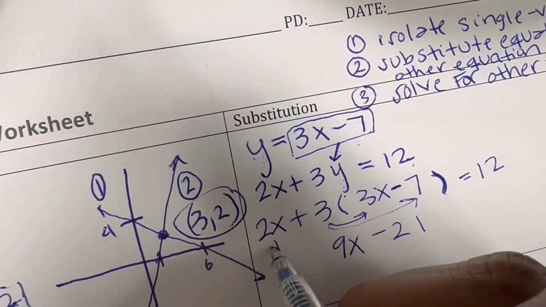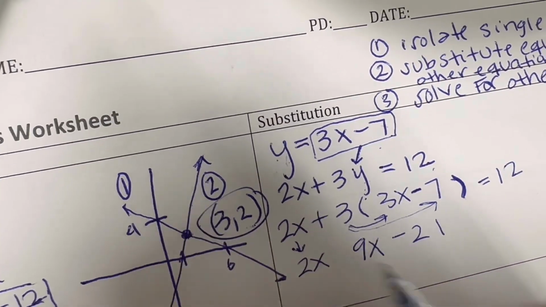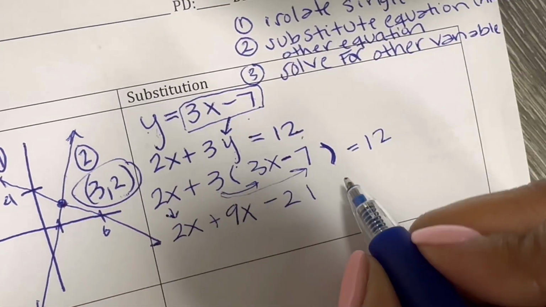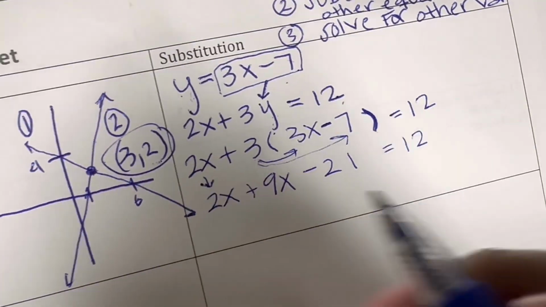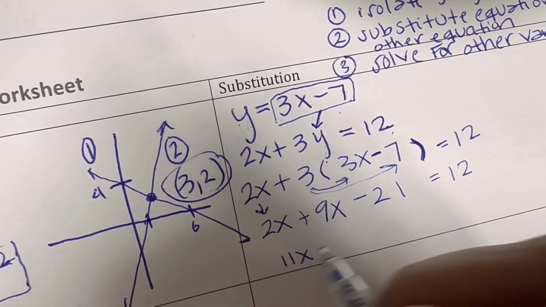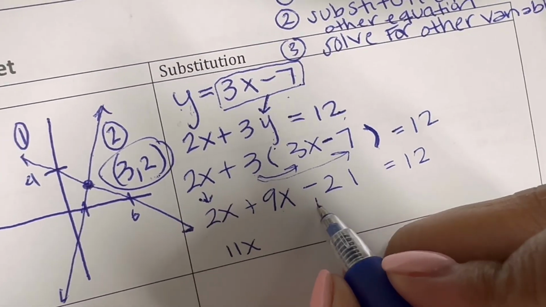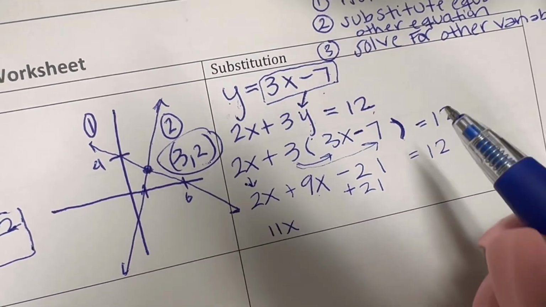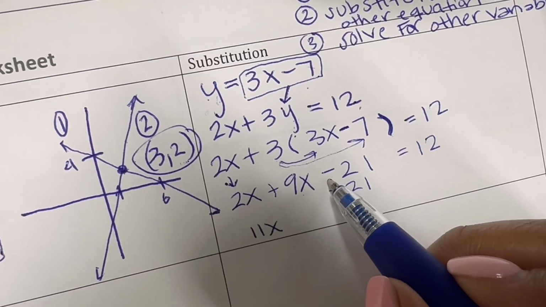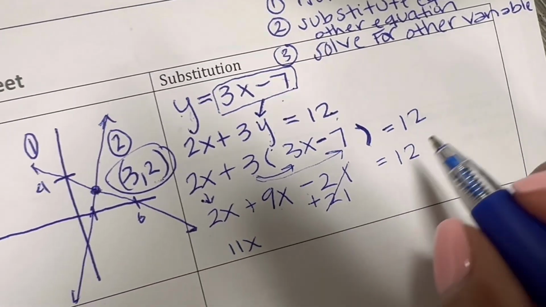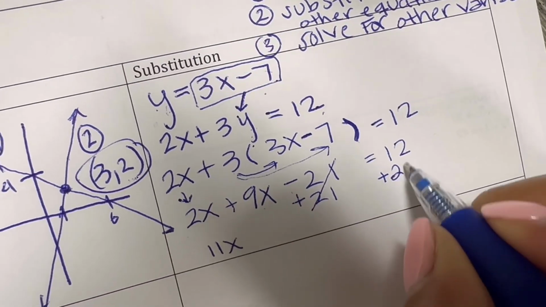Bring this 2x down. Make sure you have your plus. And then bring down your 12. What's 2x plus 9x? Yes, 11x. While we're here, go ahead and add 21. You want to get rid of it because we want to solve for x. How do you undo subtraction? Addition. Cancel it out. If you add 21 on one side, you have to add 21 on the other side.